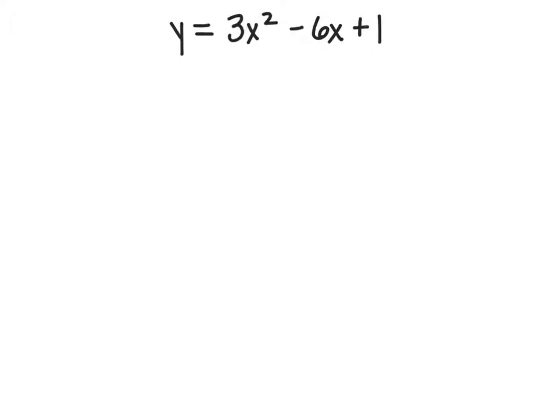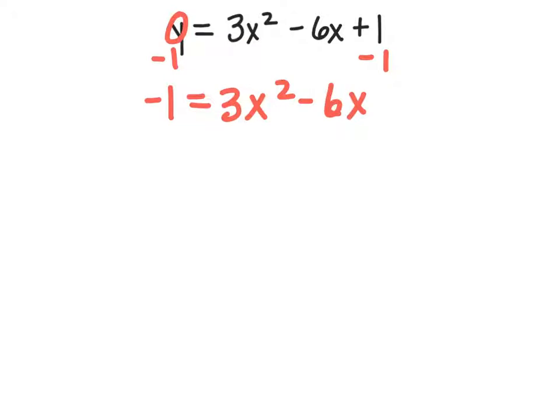So let's try another one. So we have our starting equation up there. So again, I'm just going to fill this in with a 0. My first step is I want to move the c term, so that last term, over to the other side. So I'm going to subtract 1. So I get negative 1 equals 3x squared minus 6x.